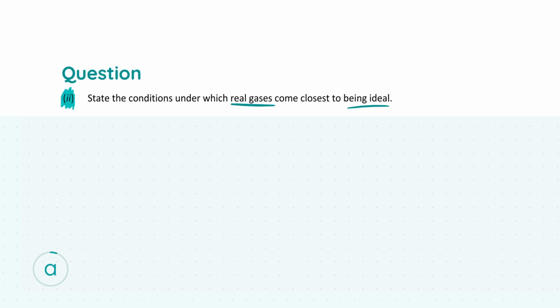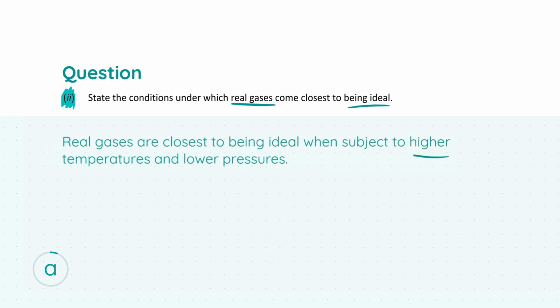The conditions that we need to include to get full marks are that real gases are close to being ideal when subject to higher temperatures, that's the first one, and lower pressures. So these are the important things. The real buzz terms to take away from this are high temperatures and lower pressures. When we subject a real gas to these conditions, what you'll see is that its behavior becomes very close to that of an ideal gas, which is what we're being asked for in this question. So those are your 2 buzz terms.